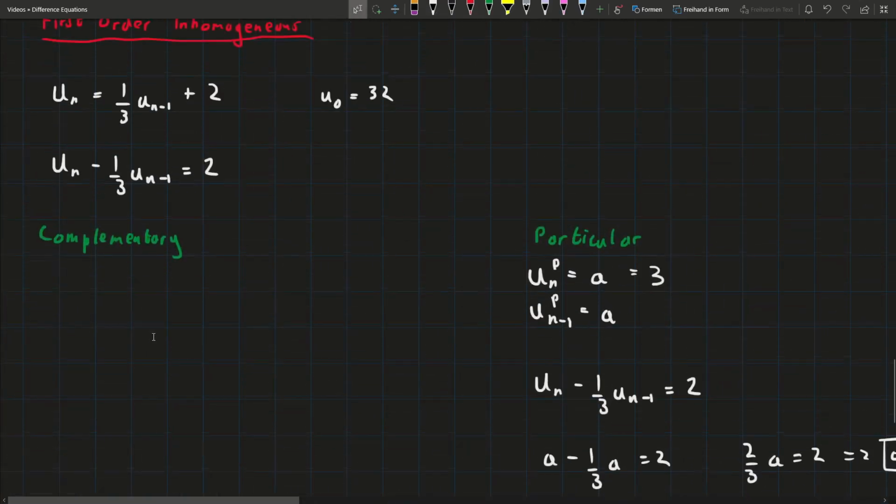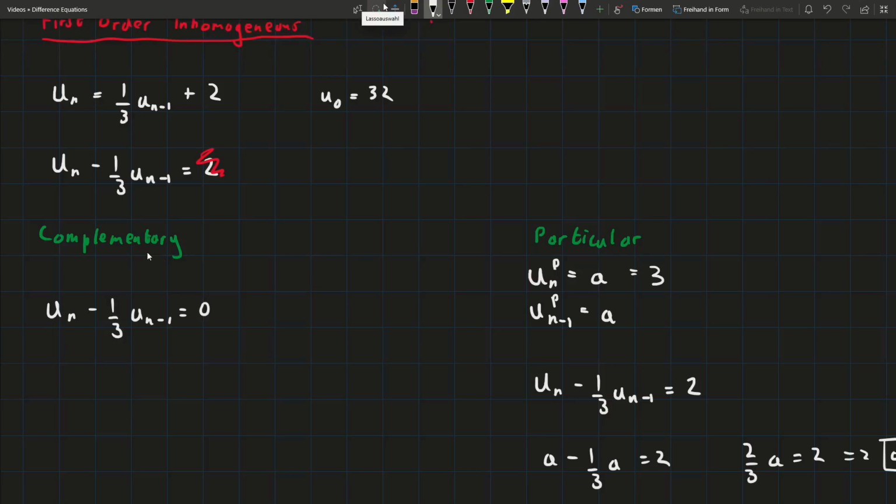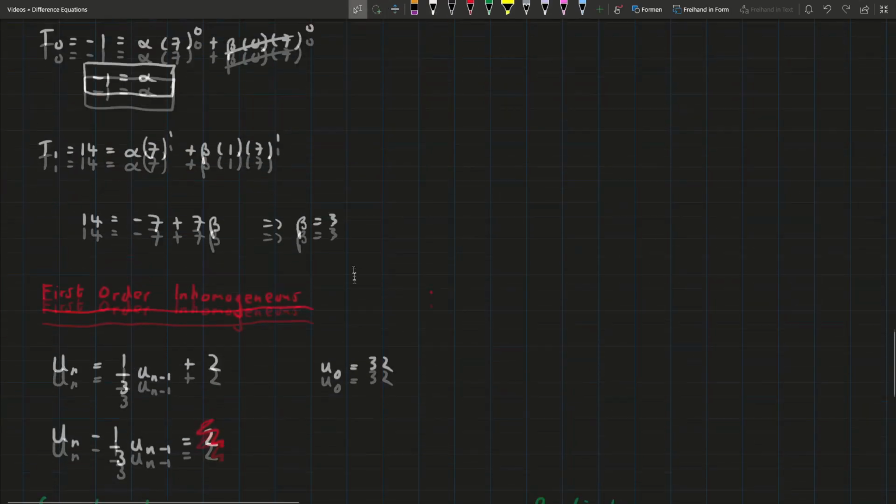Now let's do our complementary solution. So remember, when we're doing the complementary one, we ignore everything that's not a un. So we ignore this. So we're going to have that un minus a third un minus 1 is equal to 0. And we're going to get the characteristic equation as we did up there.